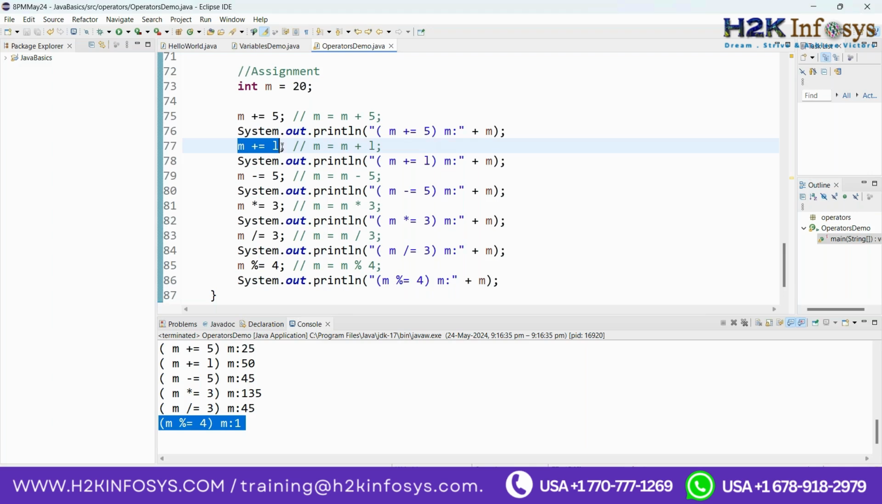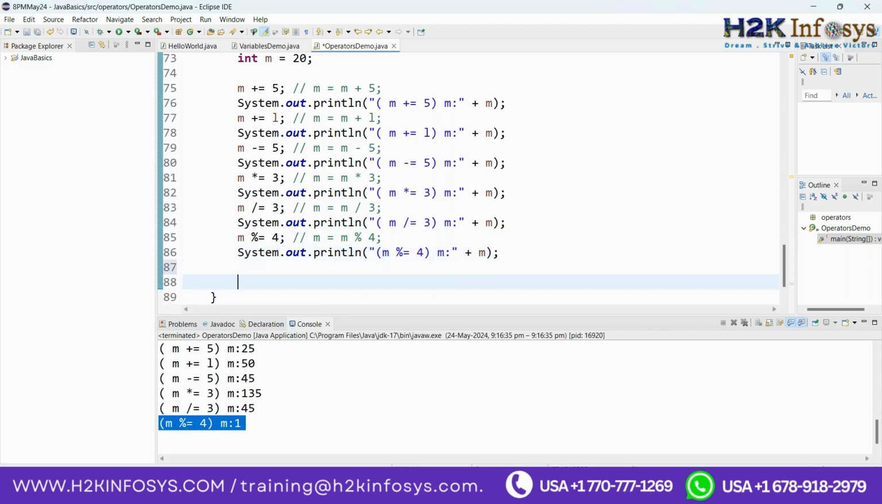Don't think that because these operators are there, I must not use m equal to m plus 1 or m equal to m minus 5, something like that. Nothing like that. You could use even this expression directly. It is the same as using this expression. There won't be any change in the values, because the expression is evaluated to the same value. So no change. That's it about the assignment operators, guys.